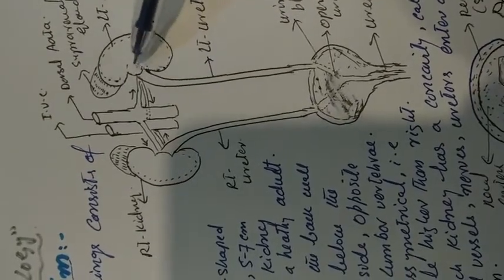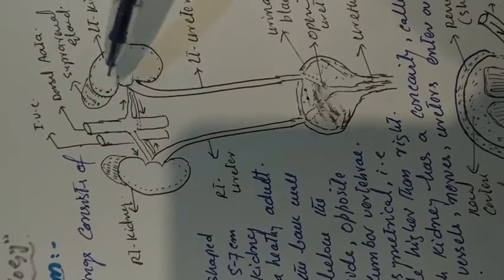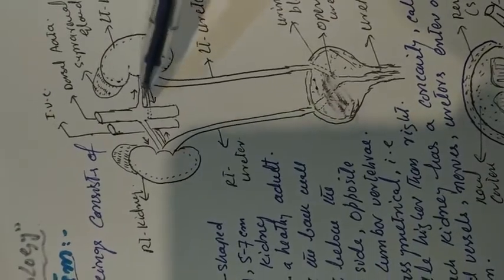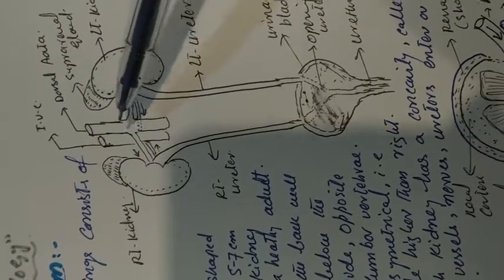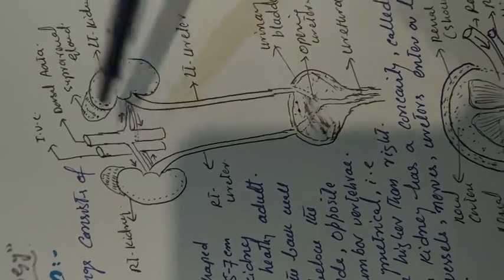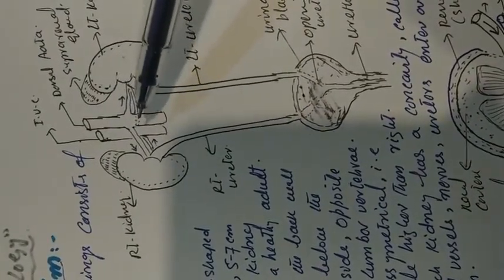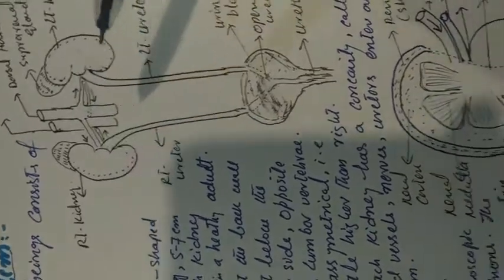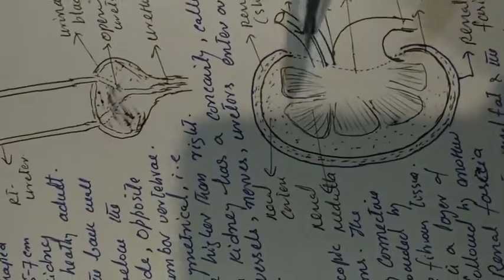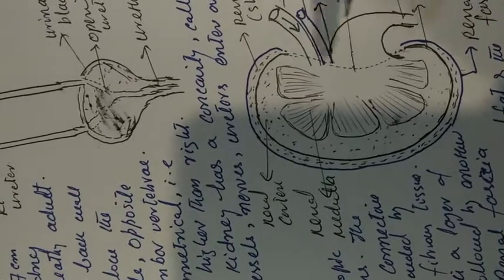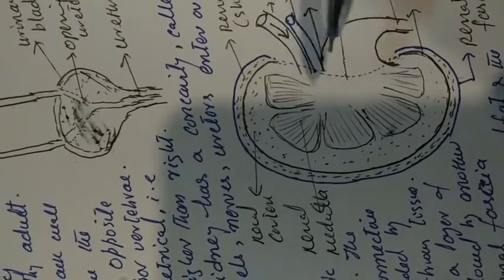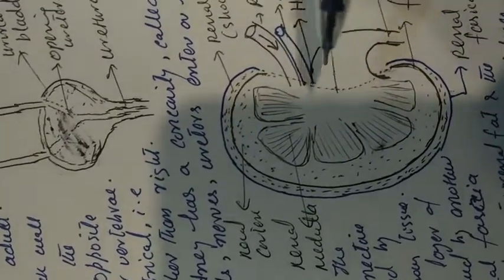Each kidney has a concavity, as you can see here, which is known as the hilum or hilus. Now the blood vessels, nerves and ureters enter or leave the kidney through this hilum. Now internally, the kidney is composed of numerous microscopic, highly coiled tubules called the nephrons.